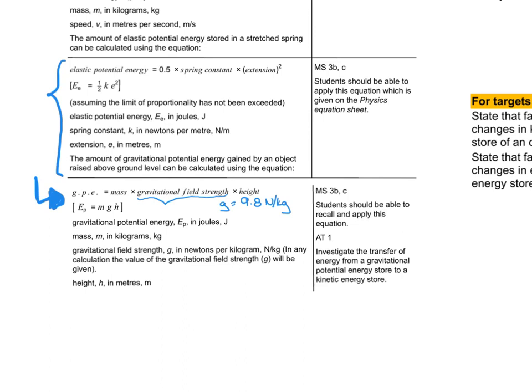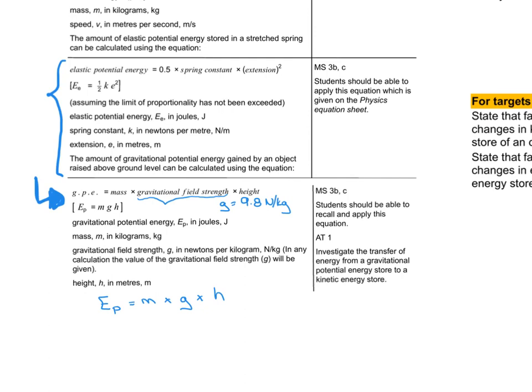So gravitational potential energy can be given by the symbol Ep. It is the mass, which is always written as the symbol m, times the gravitational field strength, which is just g, times the change in height. If it starts at 0, the height from ground level, then that is obviously how much it changes, but usually it's the change in height.